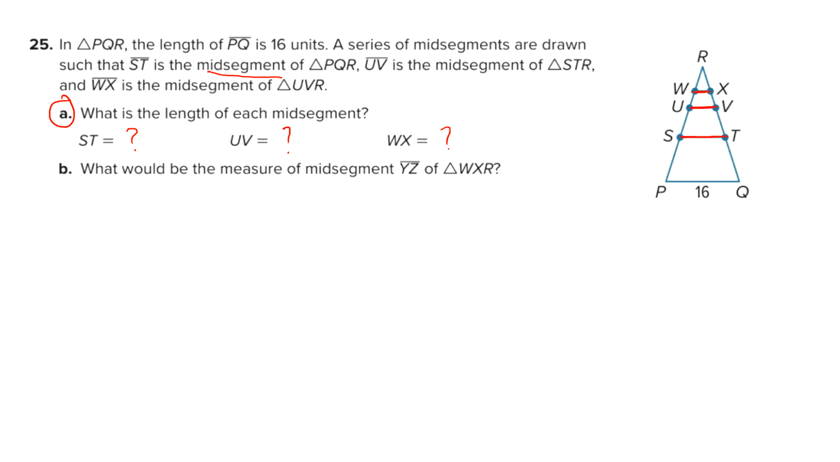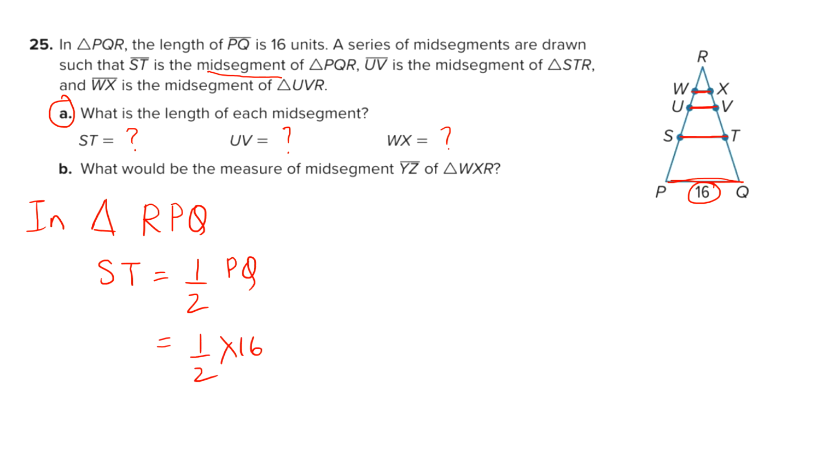We are going to use the triangle mid-segment theorem. One length is already given: PQ is given to be 16. First I will use triangle RPQ, the biggest triangle, then I will go to the smaller ones. In this triangle, the mid-segment is ST. Now ST is going to be half of PQ by the triangle mid-segment theorem. So half of 16 is 8 units. So I've got the first answer, this is 8.